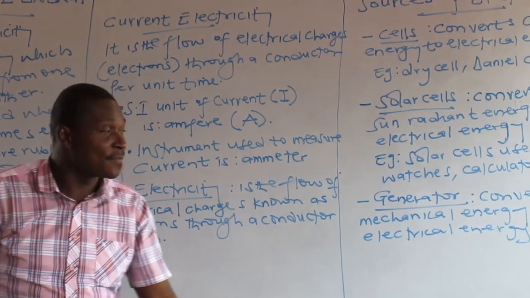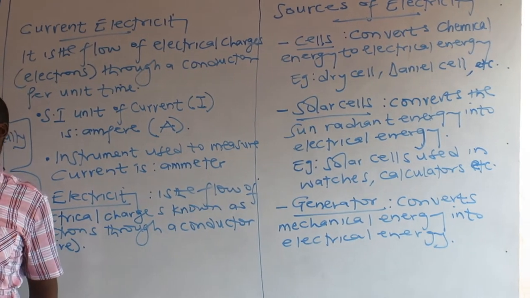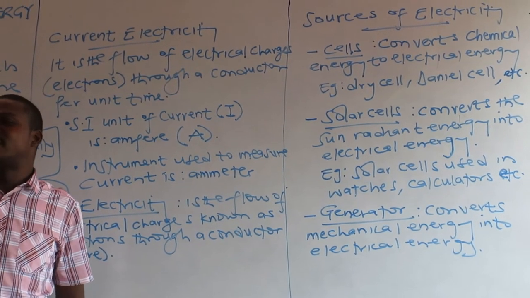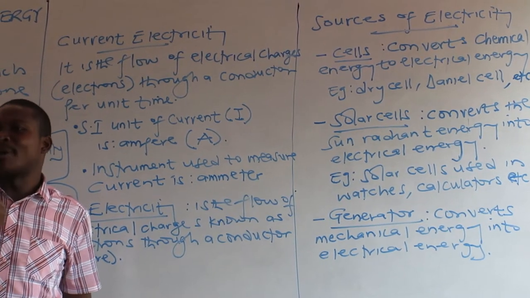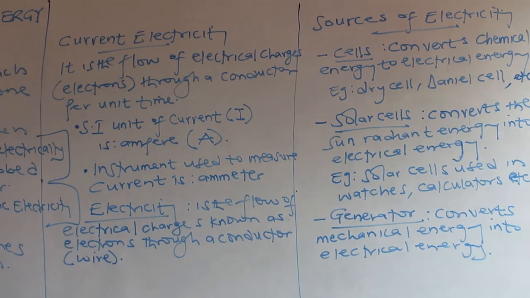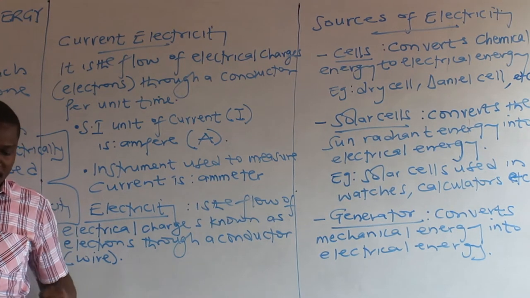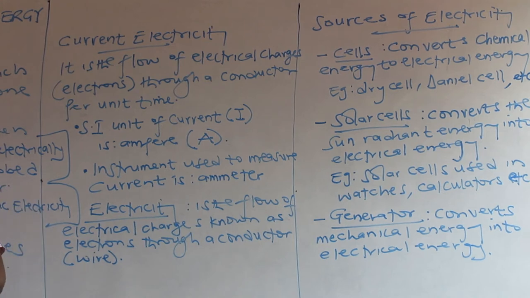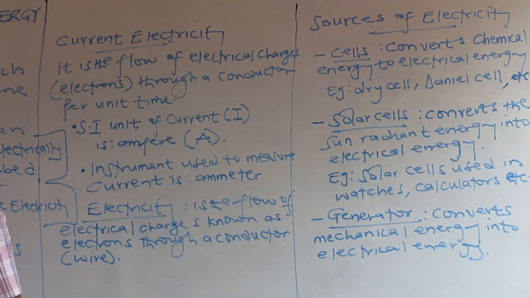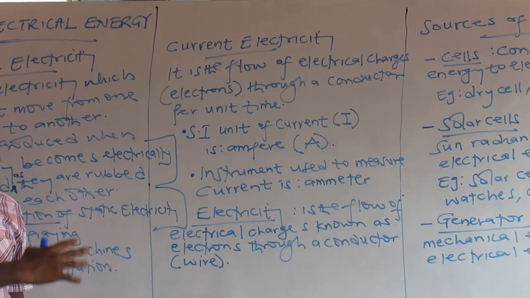Now, generators. They convert mechanical energy. Mechanical is physical energy. You see the way a generator vibrates, right? So they convert mechanical energy into what? Electrical energy. So when you have a generator and you put it on, it shakes. They convert the physical energy into electrical energy. So these are the sources of electricity.